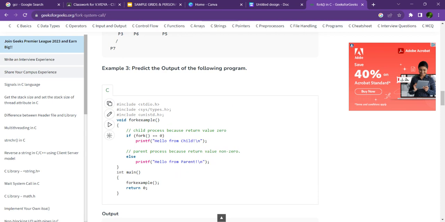Now you are entering into the main function. You are calling the function that you have written outside the main function, and you are writing return 0 and closing the program. My dear friends, remember one thing.